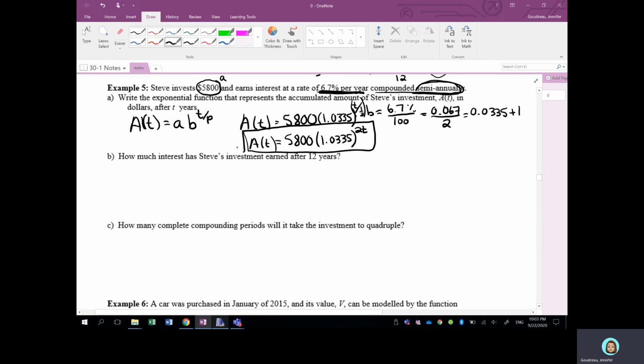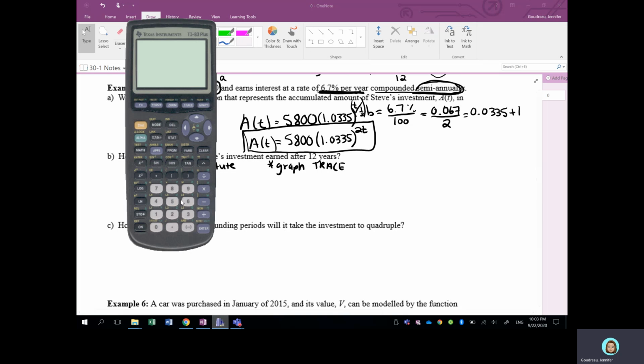How much interest has Steve's investment earned after 12 years? So you're given a t value there. T is equal to 12. Again, we have two choices here. We can either substitute t is equal to 12 into the equation, or we can graph the basic function and then use trace to find and punch in the x value that we're given there. I'm going to do the substitution part.